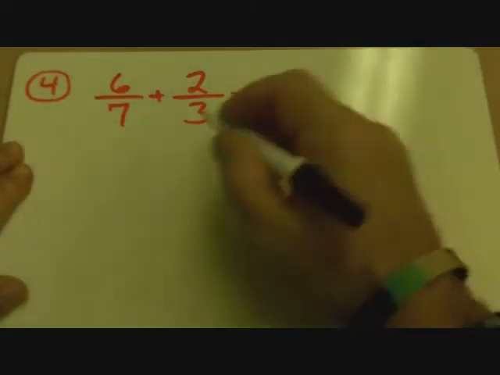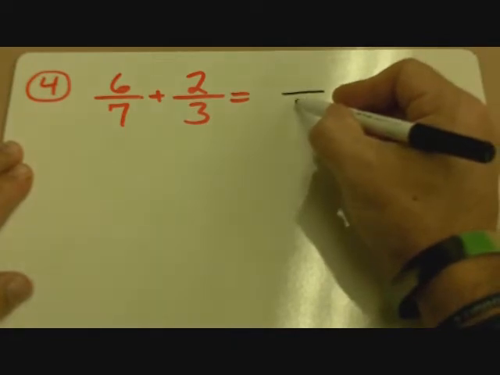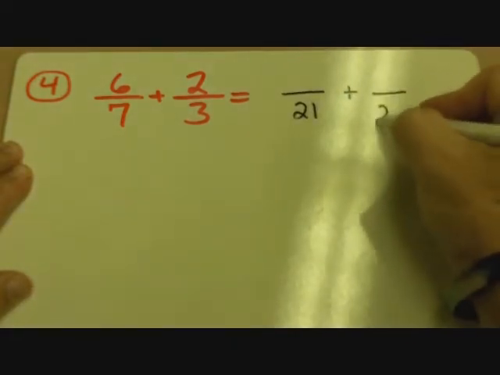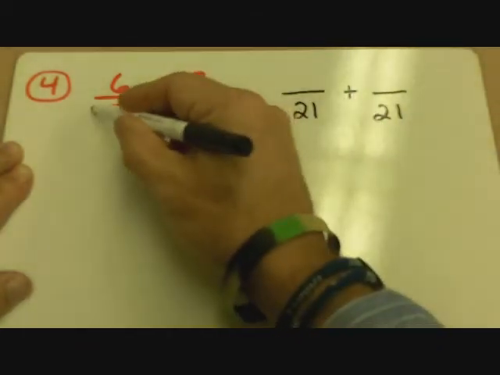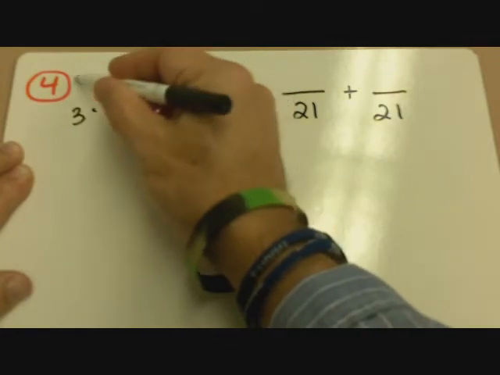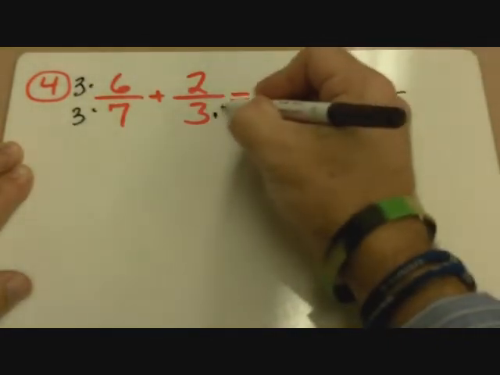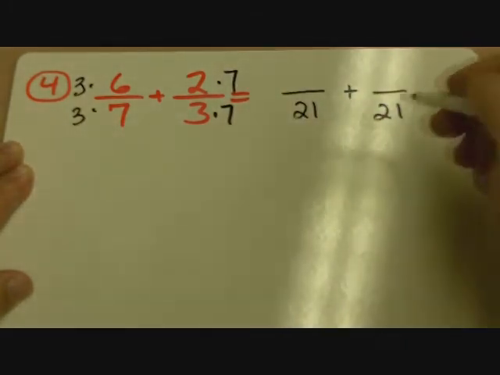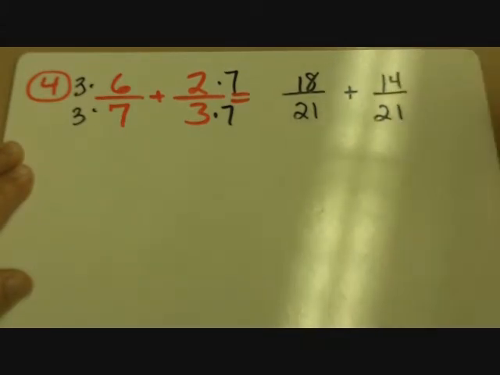Number 4 is another unlike denominator problem. This time, our least common denominator is going to be 21. And we're back to addition. So we would like to turn the 7 into a 21. We can do that by multiplying by 3 and compensating the top also by 3. This time we can go by 7 and also by 7. So our first numerator is going to be 18 and our second numerator is going to be 14.